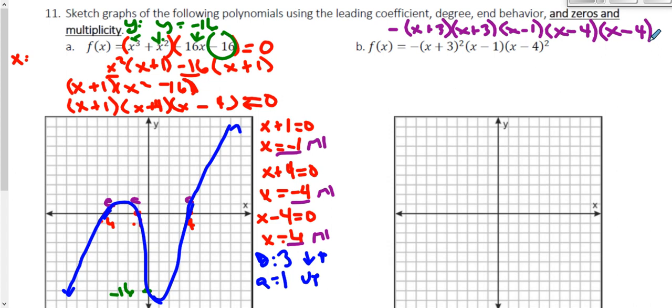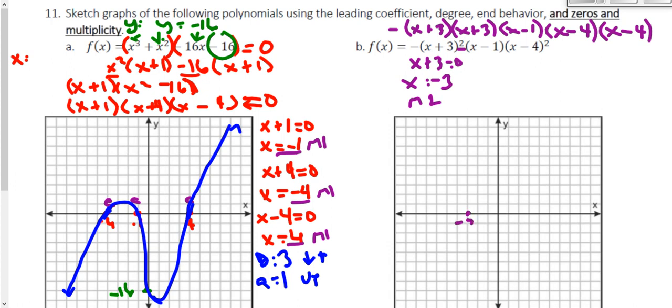I'm going to take each one of these and set it equal to 0. When I set x plus 3 equal to 0, I'm going to get x equals negative 3. And if you notice, because it's squared, we're going to get that number twice, so multiplicity of 2. So I'm going to put it right here on my graph, negative 3. And I'm going to go ahead and talk about its multiplicity. Since it's an even number, it's going to bounce. So I'm going to put a b on top of that point.